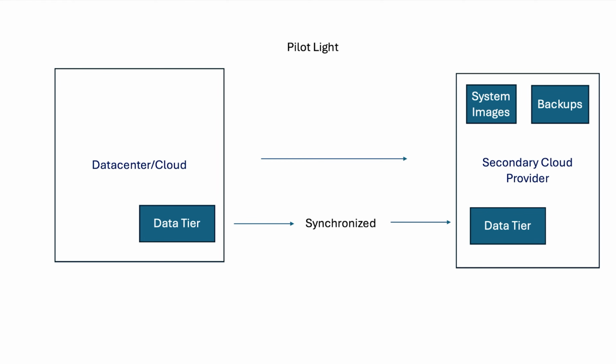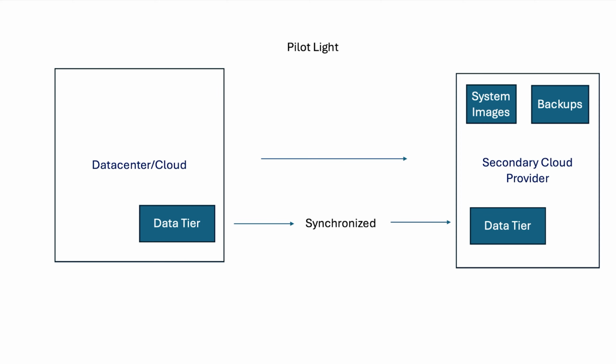Now, the next approach I'm going to talk about is what's called pilot light. And this is actually kind of interesting, and I'll show you what that is architecturally speaking. In the pilot light approach, we're basically keeping our system images just like we did in backup and keeping our actual backups of most stuff going on. But what we're doing is we're synchronizing our data tier. It could be our databases, it could be a few data-oriented services, but what we have in this particular environment is synchronized data between the data center and ideally a different cloud provider.